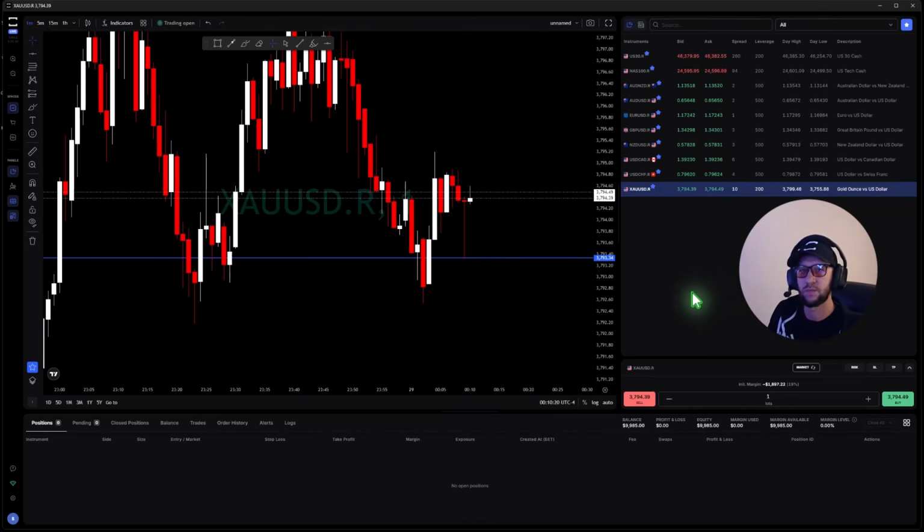So again, using this break even tool and feature is absolutely wonderful for protecting your account and long-term growth.